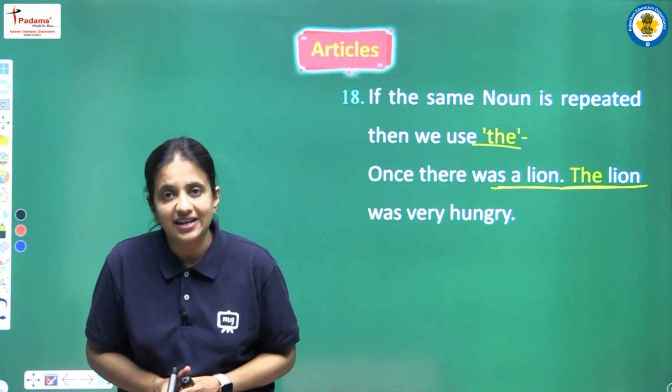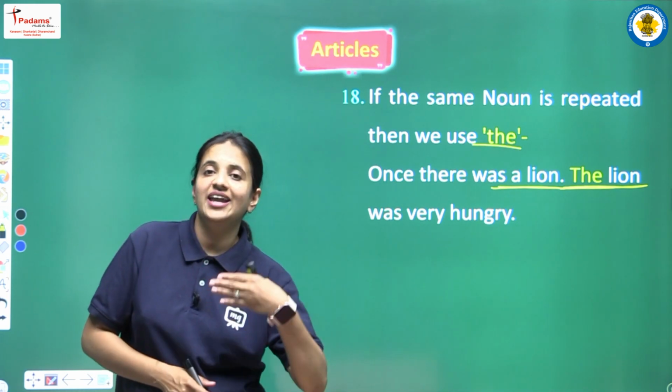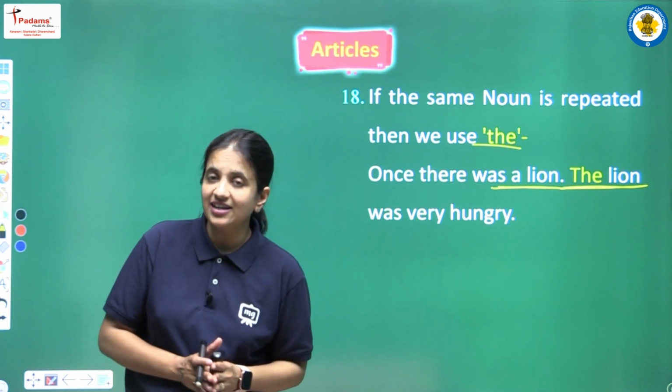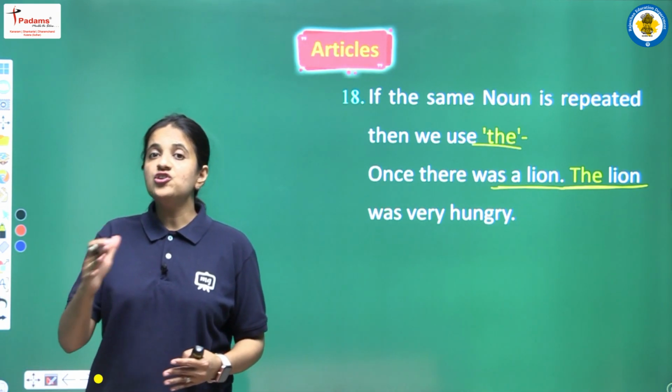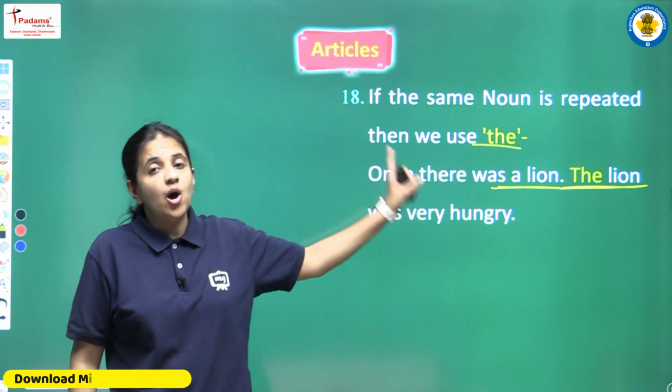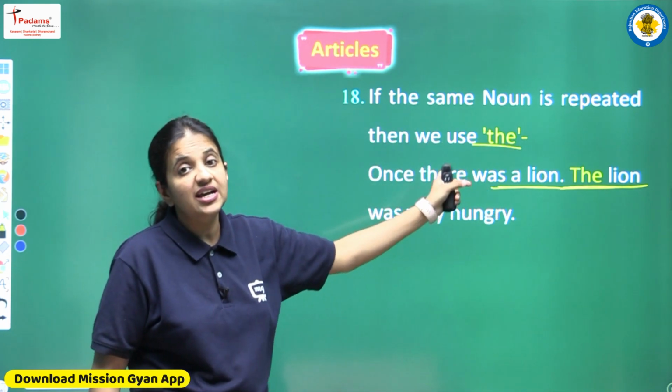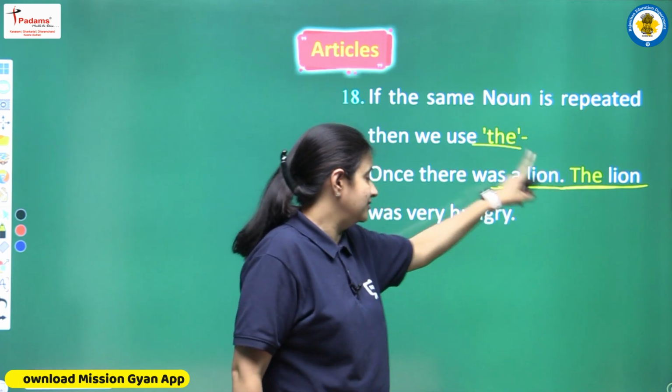But when the characters are repeated again and again in the story, then we have to use the as an article. Then again and again we cannot write a or an, because now we are talking about the same line. Okay, so now we have to use the definite article, that is the.